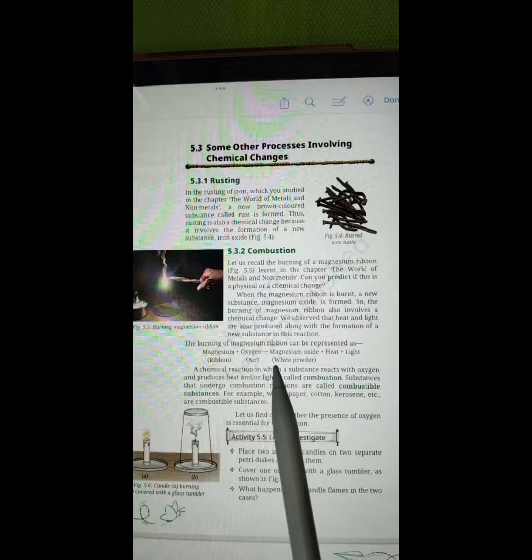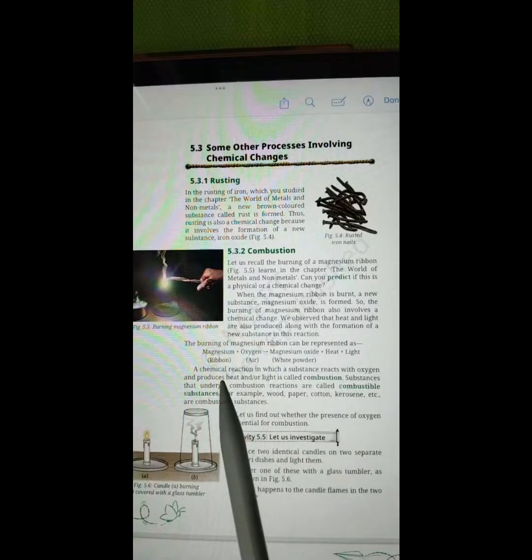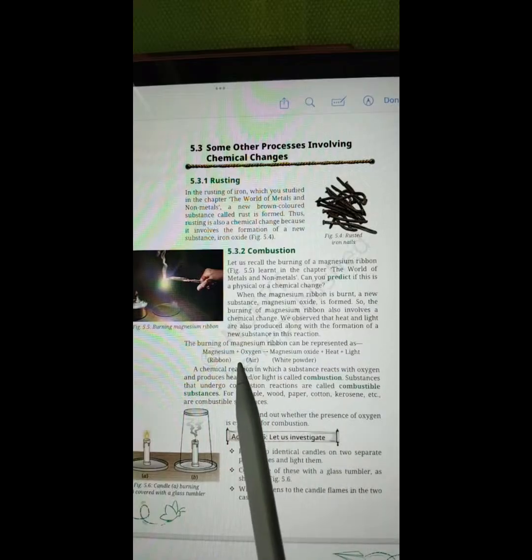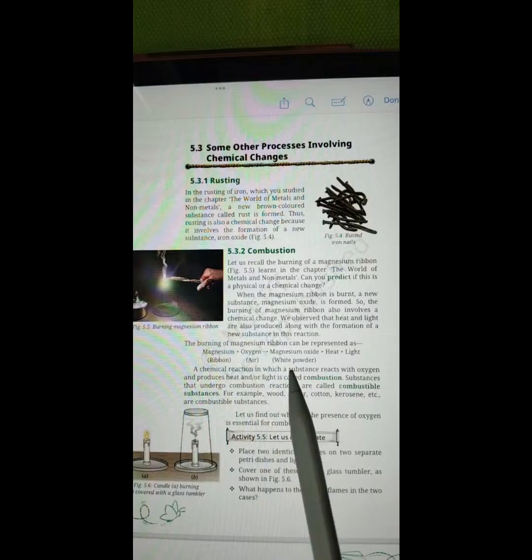The burning of magnesium ribbon can be represented as magnesium plus oxygen forming magnesium oxide plus heat and light. Remember, students, all the reactions in which heat is written on this side along with the products are exothermic. EXO, exothermic. And if heat is written this side along with the reactants, then they are endothermic. Endothermic means the reactant will be converted into products after taking heat. And if the reaction is producing energy, it is always exothermic like this.